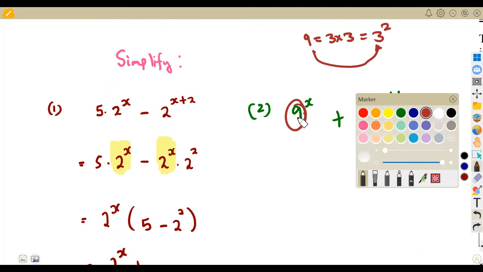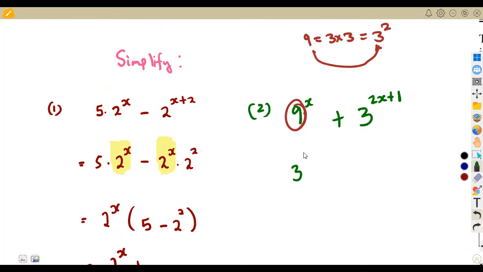So we're going to write this in place of 9 as 3 to the exponent of 2. That is in place of 9. But this whole part is being raised to the exponent of x, all right? Plus 3 to the exponent. Remember the part that I explained before about this addition concept of the exponents. How do you separate this?